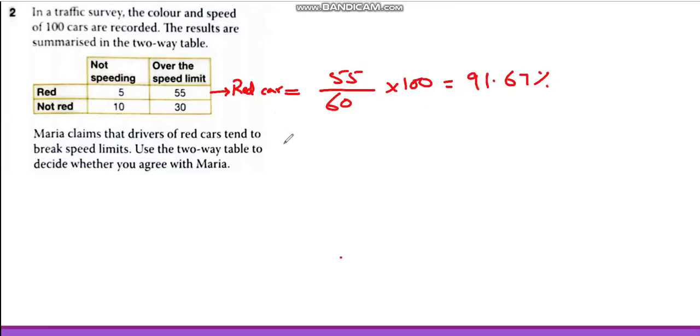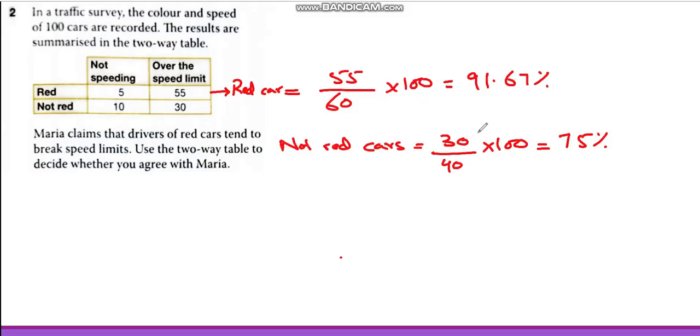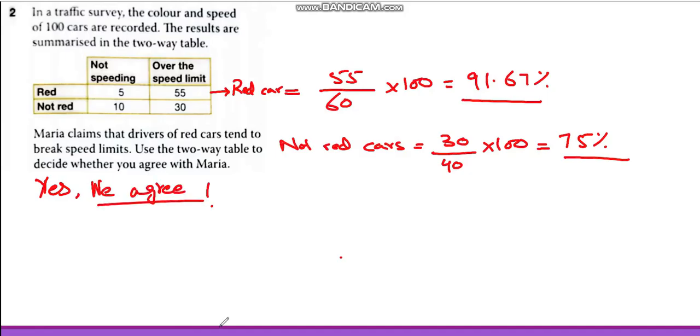Now let's find the percentage of those cars which are not red but breaking the speed limit. So for not red cars, in fraction we can write 30 out of 40 cars which are not red but breaking the speed limit, and we can multiply it by 100 to convert into percentage, and that will be 75%. So look, the percentage of red cars which are breaking the speed limit is more than the percentage of not red cars breaking the speed limit. So that's why we agree with Maria. Now let's proceed to the next question.